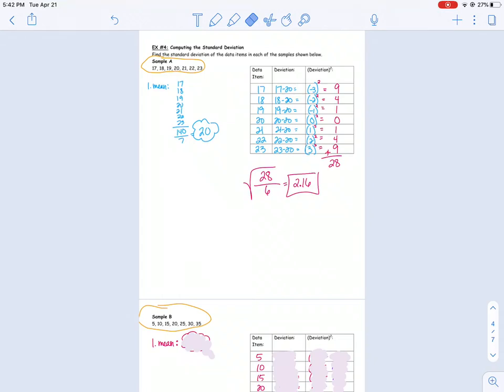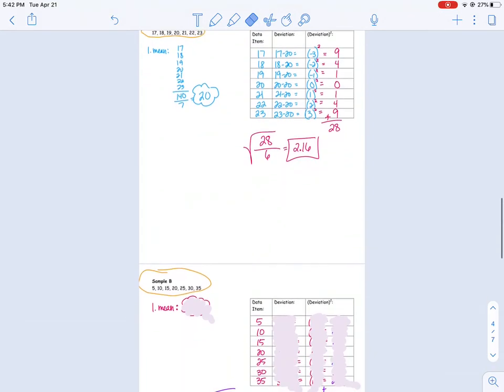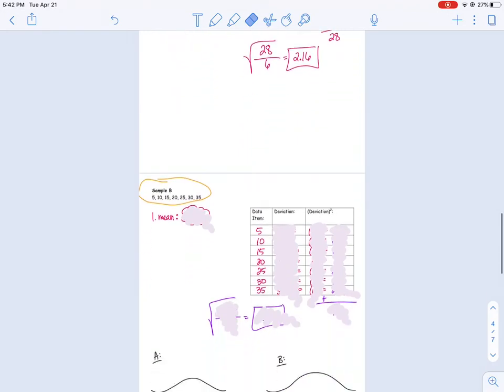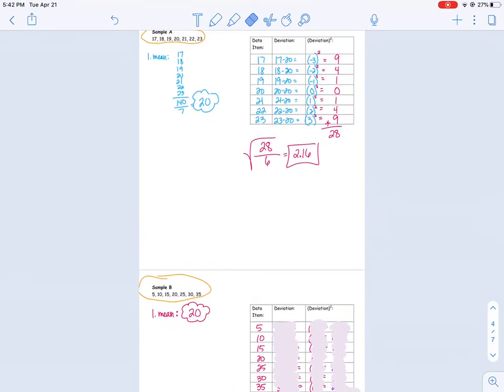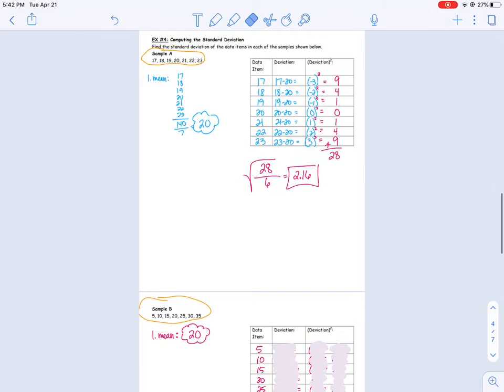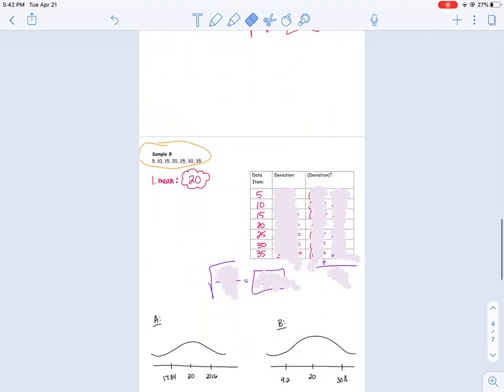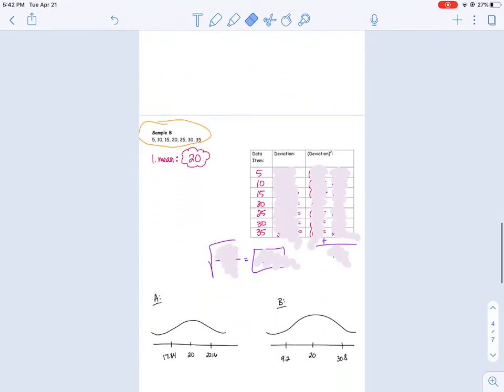Hopefully you did too. Let's do sample B real quick. On sample B, I added them all together, I divided by 7, and I got the same mean of 20. Did you? So even though the numbers in our data set look very different, they still had the same average of 20. Let's go through and finish the standard deviation for sample B, and then we'll compare what those mean.